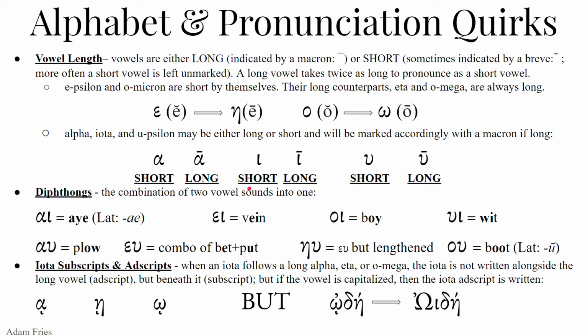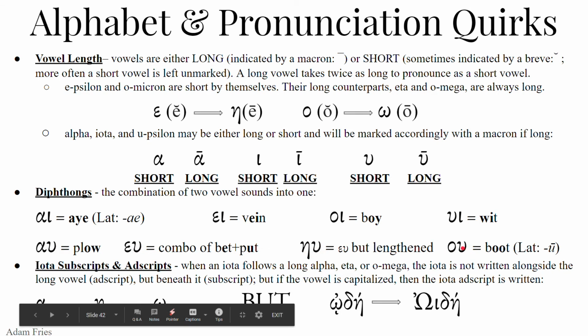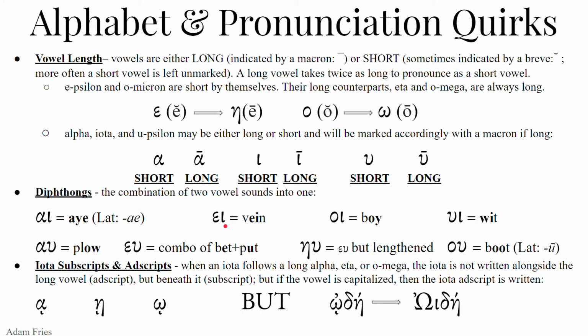Diphthongs being the combination of two vowel sounds into one, we have ai, au, oi, ui, eu, ou, and ei. We go through that one more time: ai, au, oi, ui, eu, ou, ei.